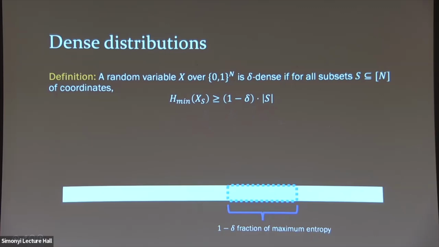So just pictorially, we can pick any subset here. And if you just look at the marginal distribution of bits, you see 1 minus delta fraction of its maximal entropy. And that'll hold for this subset or even just a singleton. So everywhere you look, this string just looks very dense.